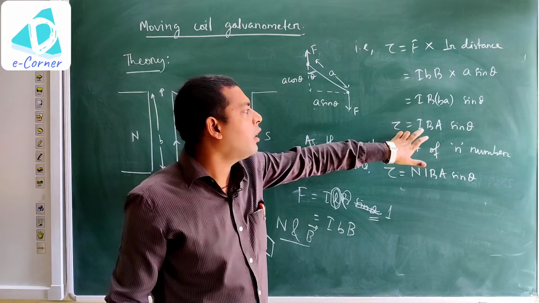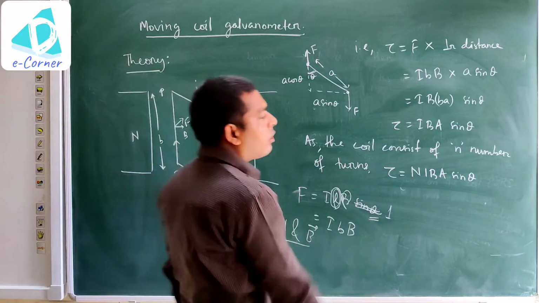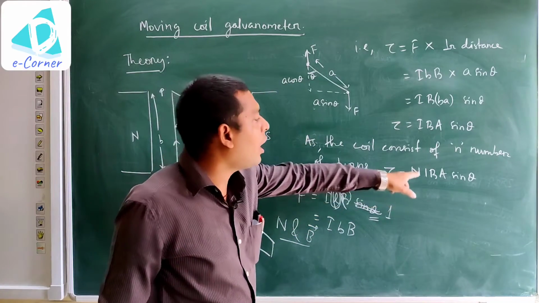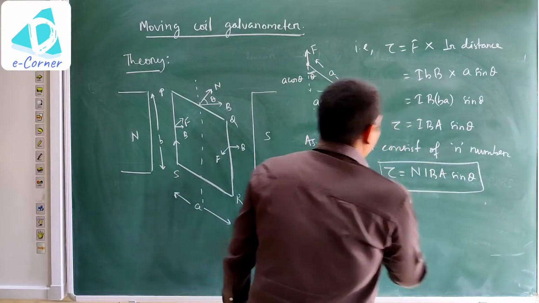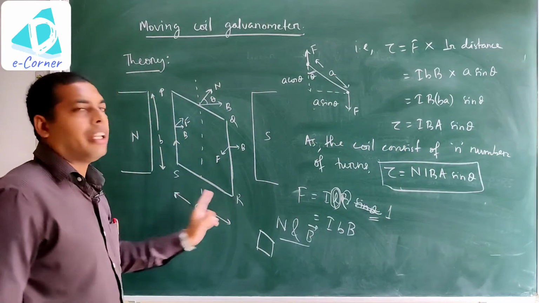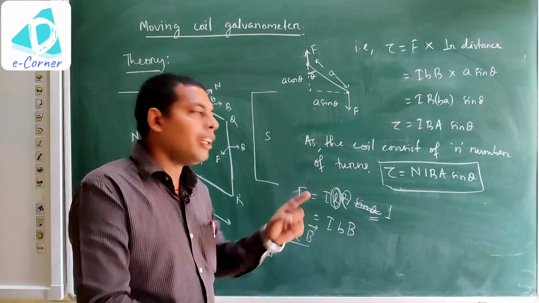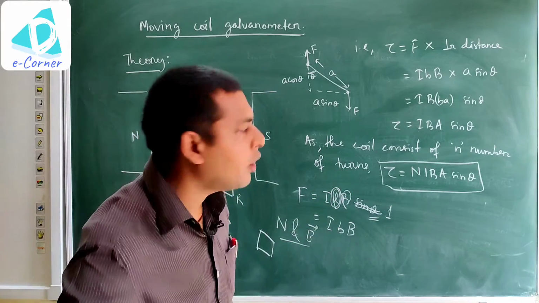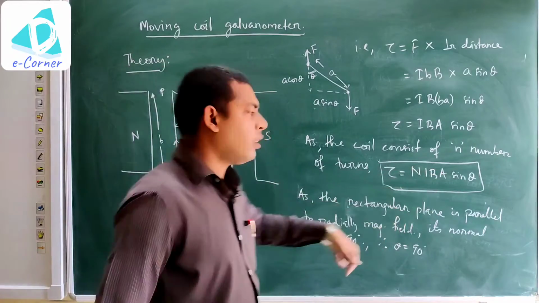So tau is equal to I B A sin theta. Next, as the coil consists of n number of turns, tau is equal to n I B A sin theta. This is the torque produced on this rectangular coil. Since it is deflecting, this torque is called the deflecting torque.